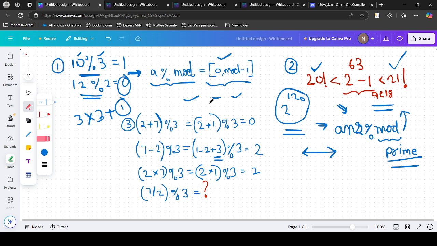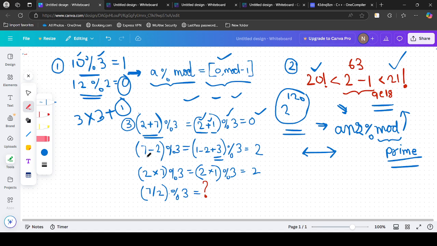And coming to some basic observations by using mod, (a plus b) whole mod m is equal to (a mod m plus b mod m) whole mod m. So 2 mod 3 is equal to 2 and 7 mod 3 is equal to 1, and this is 3, and the whole mod 3 is 0, so it is 0.